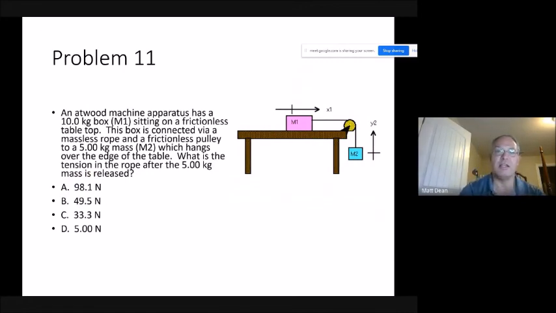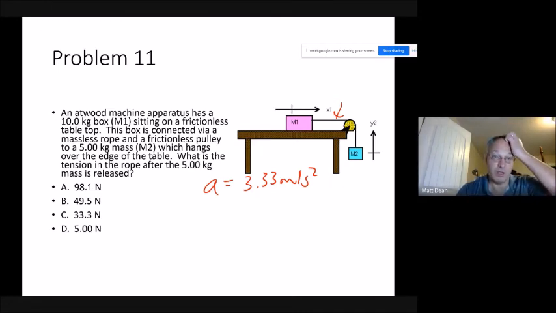All right, so the last thing we're going to look at here, problem 11, it's asking us for how much tension is there in this rope. Well, we already calculated in the previous problem that the acceleration of both objects is 3.33 meters per second square. So to find the tension in the rope, let's draw a free body diagram for either. We could do the free body diagram for either M1 or M2. I'm going to do it for M1.